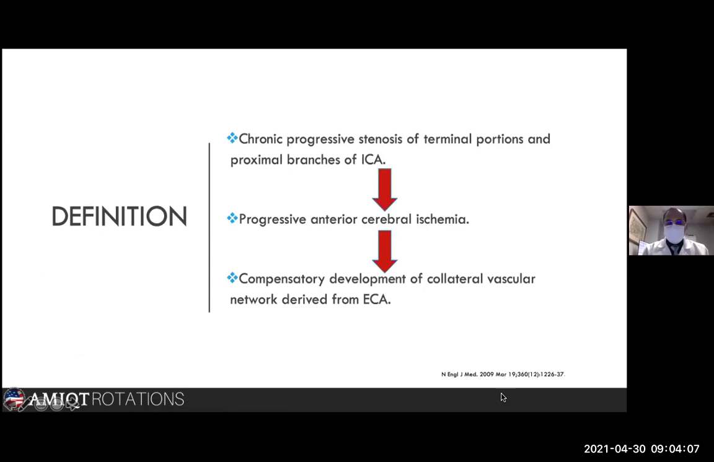So, Moyamoya is a chronic progressive stenosis of the terminal portion of the proximal branches of the internal carotid artery. This stenosis will progressively cause ischemic changes in the anterior cerebral perfusion, and aiming to compensate this reduced blood flow, some collateral vascular network will be produced in these locations.